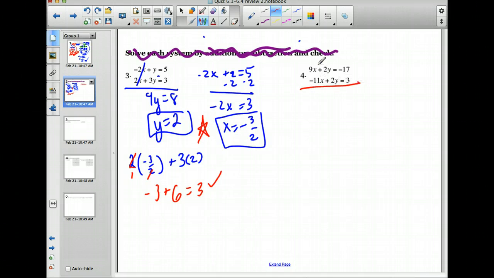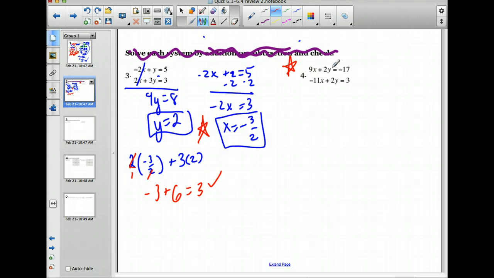Alright, now, if I add these, this is a key one, okay? Because a lot of you are going to add these or subtract these, just because they both have the 2y's. There's not a negative one, so if I add this, I get a 4y. So what I need to do is scale one of the equations, or multiply it by a negative.